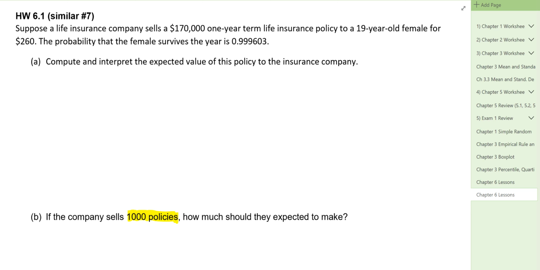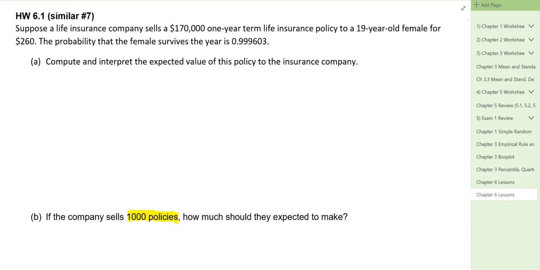Suppose a life insurance company sells a $170,000 one-year term life insurance policy to a 19 year old female for $260. The probability that the female survives the year is 0.999603. A. Compute and interpret the expected value of this policy to the insurance company. B. If the company sells 1,000 policies, how much should they expect to make? Okay, so we're talking about the profit here. We will talk about how much money the company is going to make.